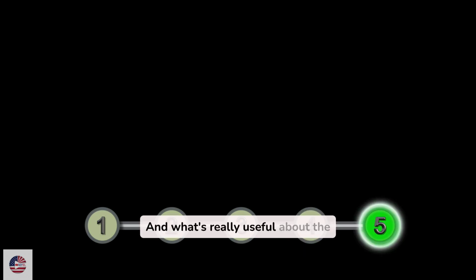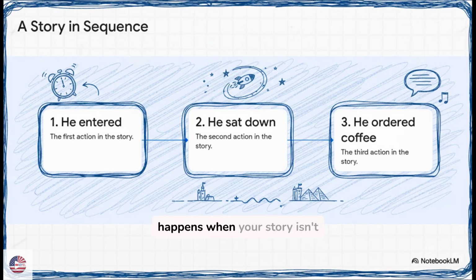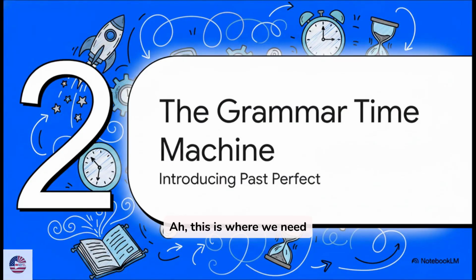And what's really useful about the simple past is that it works like a checklist. It tells a story in the exact order that things happened. First this, then that. It's perfect for that kind of linear, step-by-step action. But what happens when your story isn't so straightforward? This is where we need a special tool.